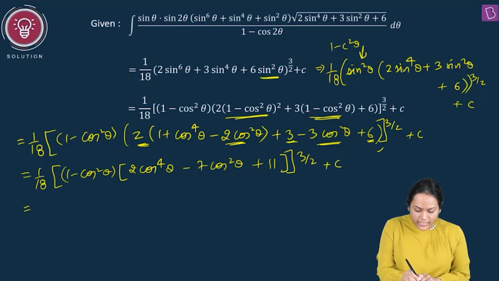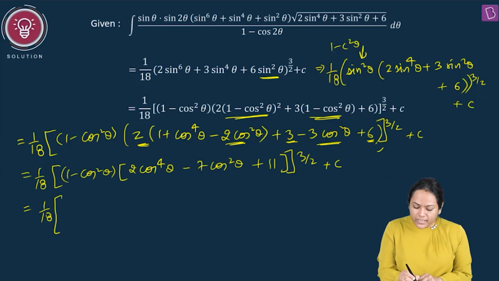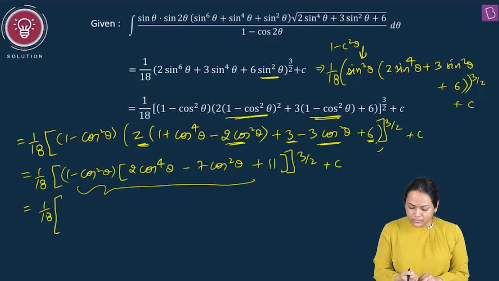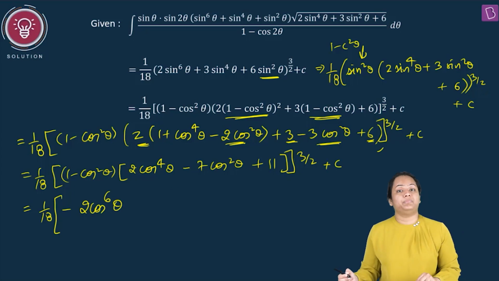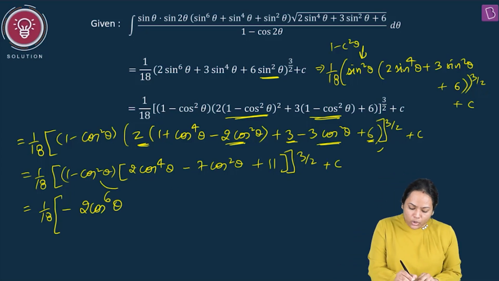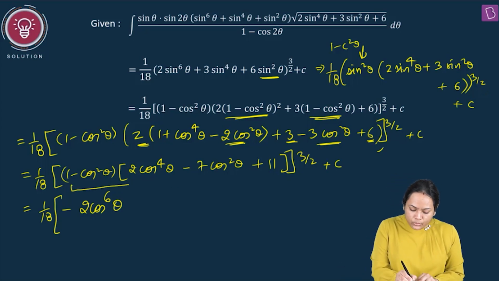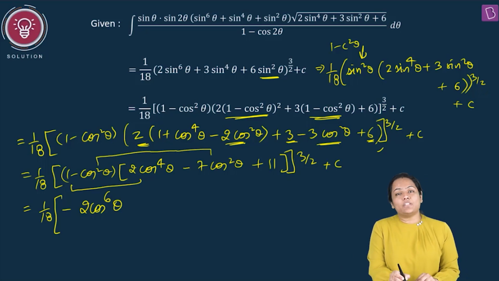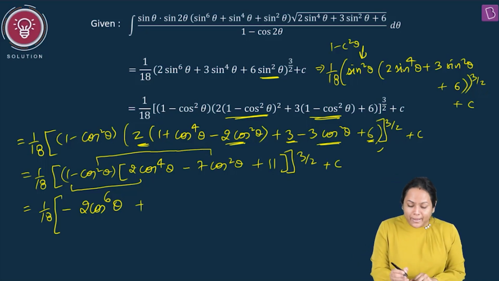And now again I have to multiply, because in options they have multiplied the entire term. So when I multiply these terms, I'm going to get the first term as minus 2 cos theta raised to 6. That will be the first term, right? When I multiply cos square theta and 2 cos theta raised to 4. Then I'll have 1 into 2 cos theta raised to 4. And then I'll have minus cos square theta minus 7 cos square theta. Again is going to give me plus 7 cos theta raised to 4. So combining these two terms, I'm going to get 9 cos theta raised to 4.